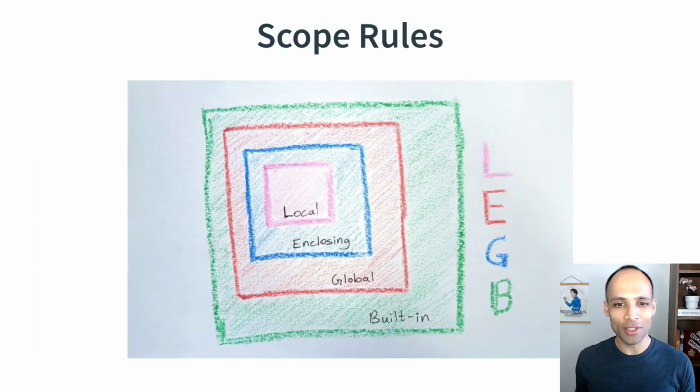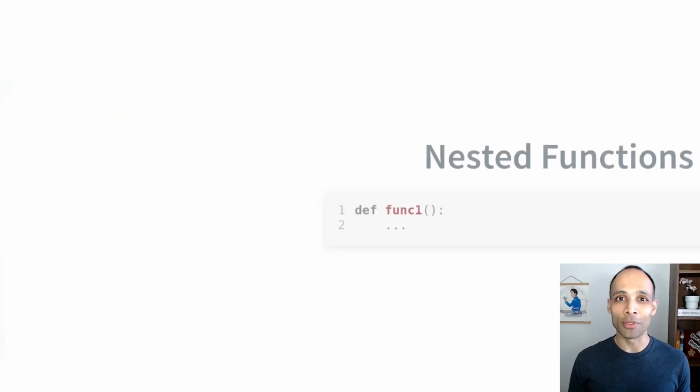Okay, we've seen local scope, global scope, and built-in scope. Let's circle back and now look at enclosing scope. Enclosing scope commonly appears when you have nested functions or functions within a function. It's kind of an advanced topic, but we'll build up to it slowly.